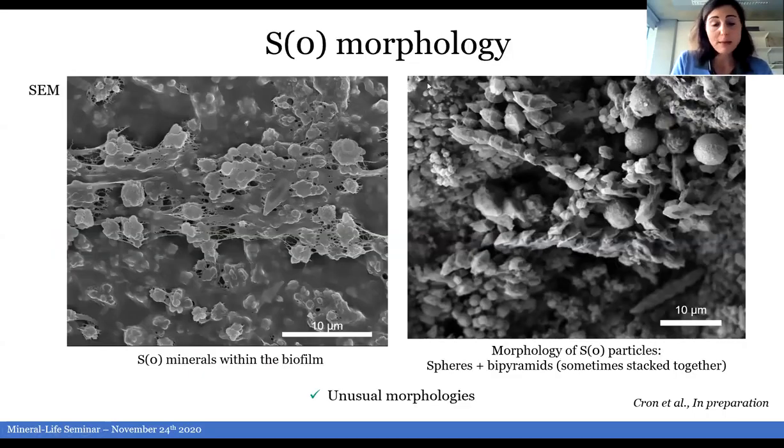The first thing we can do is put them under SEM. And we can see here these sulfur particles. The first thing we notice is that they are surrounded by a very abundant polymeric material. You can call it EPS. The second thing we can notice is the morphology of this sulfur. We find both spherical particles and bipyramidal sulfur particles. And an interesting thing is that those bipyramids tend to stack together and sometimes even align to form filaments. This is what you can see on the right image. This is quite a weird and unusual morphology. Inorganically precipitated sulfur doesn't do that.